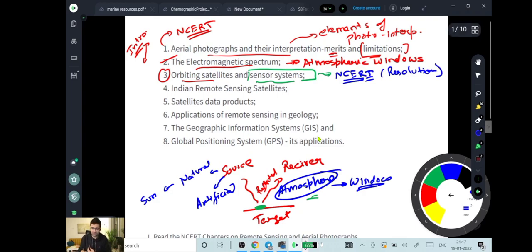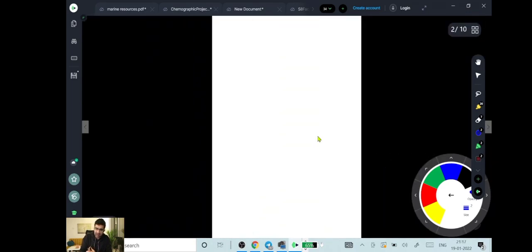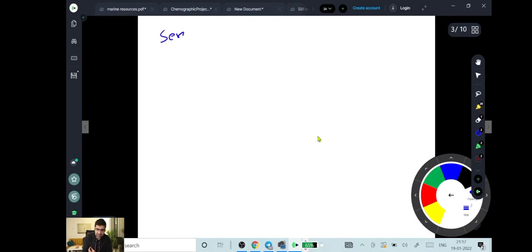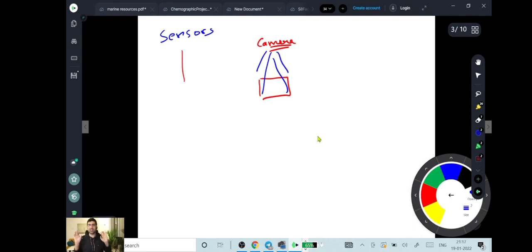And then there are certain types of sensors. For example, I will explain. You have seen two kinds of sensors in real life. One is a camera. A camera, if this is the scene, will capture this entire scene in one instant. This is also called a framing camera. It will frame the entire scene in one go.